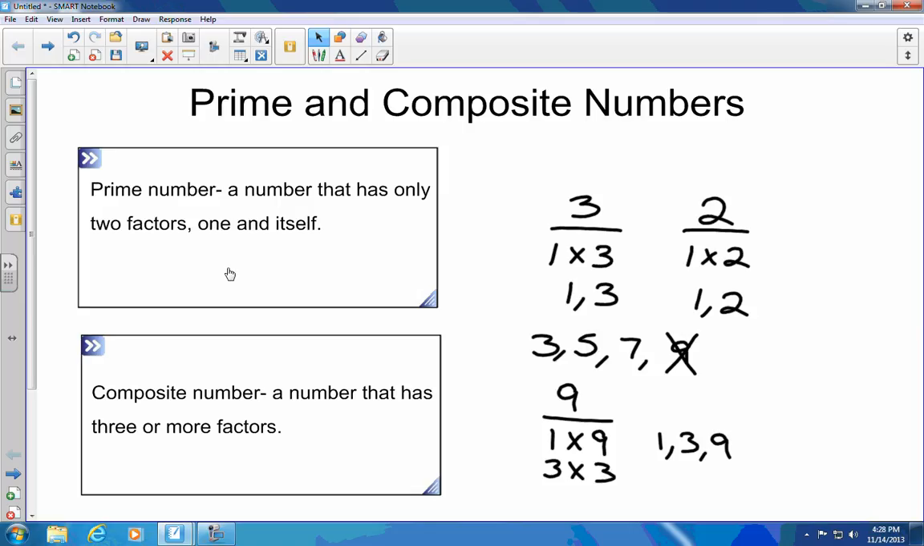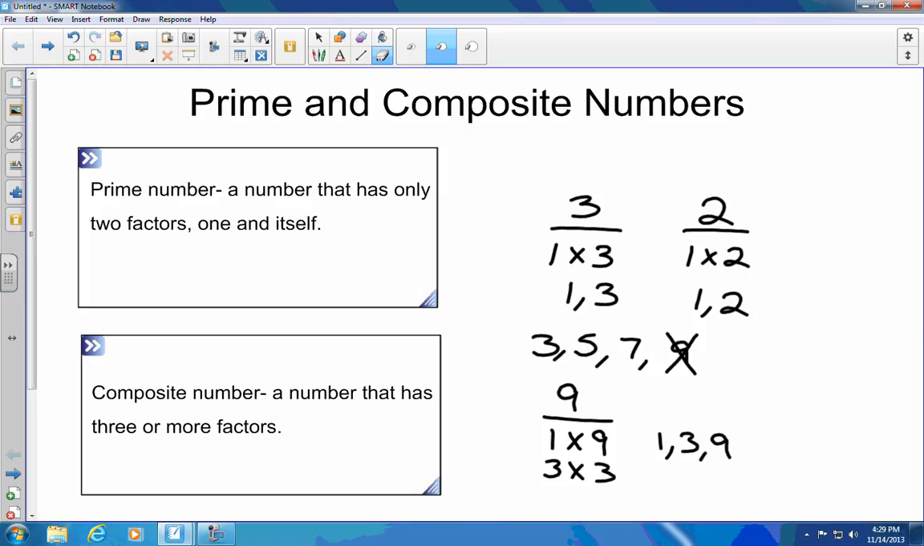So not all odd numbers are prime. As a matter of fact, an overwhelming majority of the odd numbers that you see out there will not be prime. They will be composite. And 2 is the only even prime number.